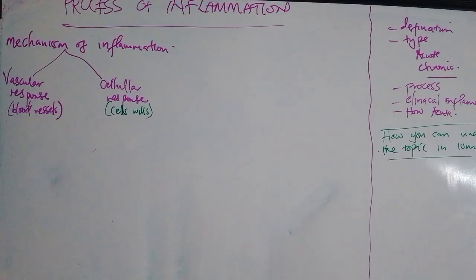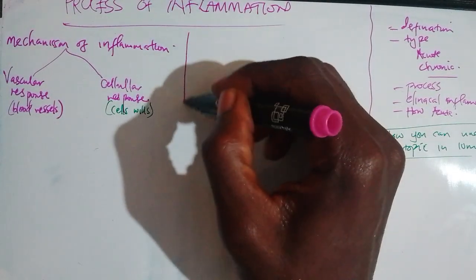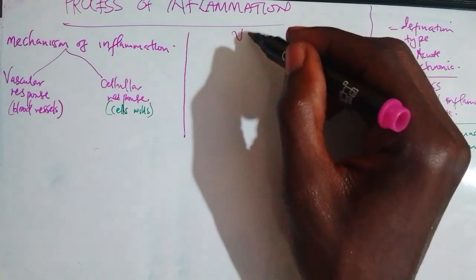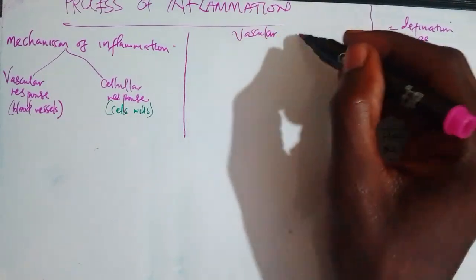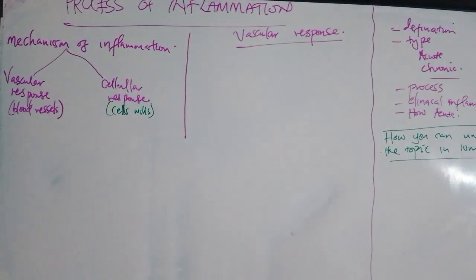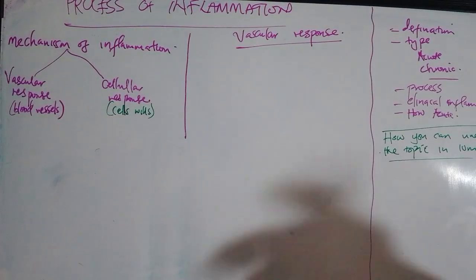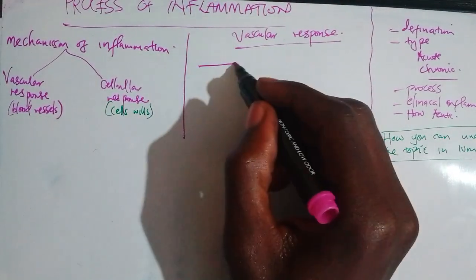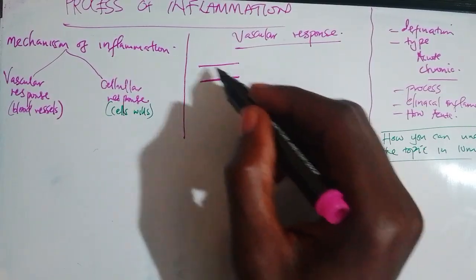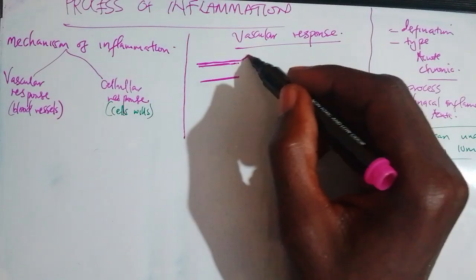So now to begin our mechanism, we are going to break it down. We'll start by first looking at the vascular response. So what are some of the vascular responses? So imagine we have a blood vessel. So this is a blood vessel, and here we have skin.